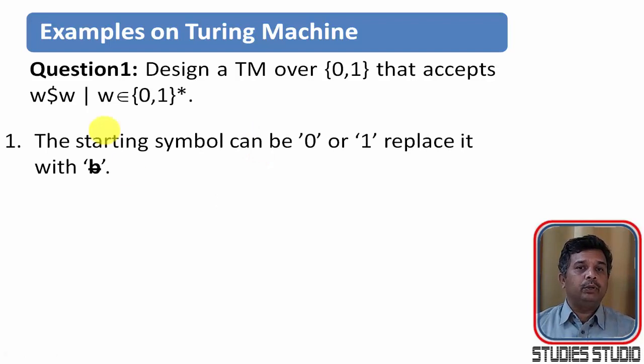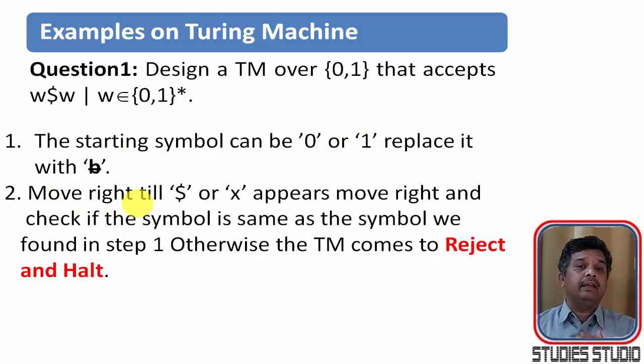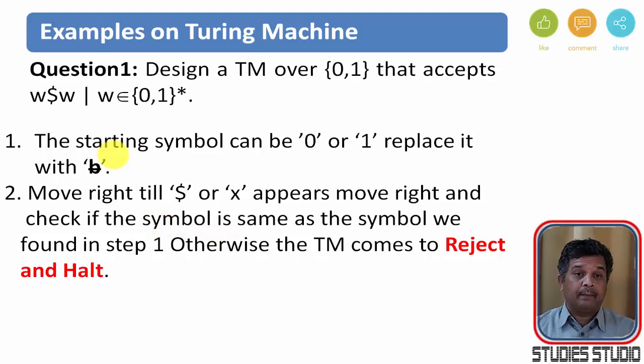So what we are going to do is, we'll start with any symbol, either it may be 0 or 1. We are going to replace it with a blank. Then we'll start moving right irrespective of the symbol till the first symbol, or first X, appears. After we get this symbol, we'll move one step towards its right and check whether the symbol that we are getting right now is the same as the symbol that we got in step 1.